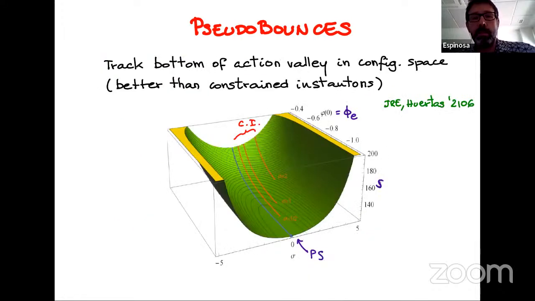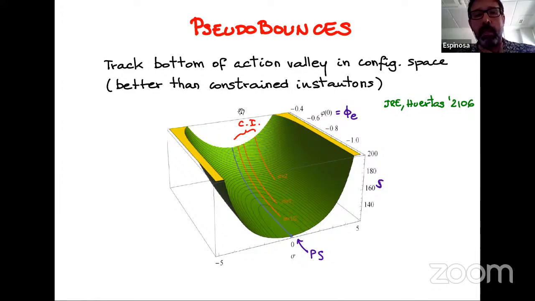So, in a sense, these pseudo-bounces are objects which are very similar to what people call constrained instantons. These constrained instantons, if you're not familiar with them, were a way of forcing a theory that has no bounce to modify the action in such a way that you force the theory to have a bounce. And this you do as a way of trying to approximate what the real situation for the decay is. Okay? What I'm showing you here is that these pseudo-bounces are the best constrained instantons you can think of.